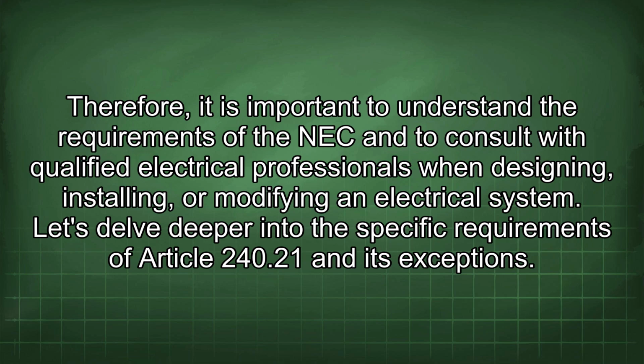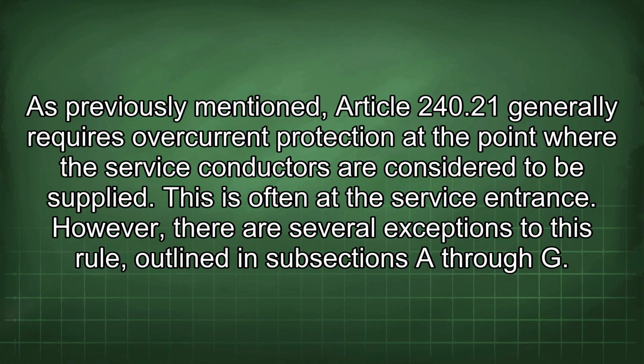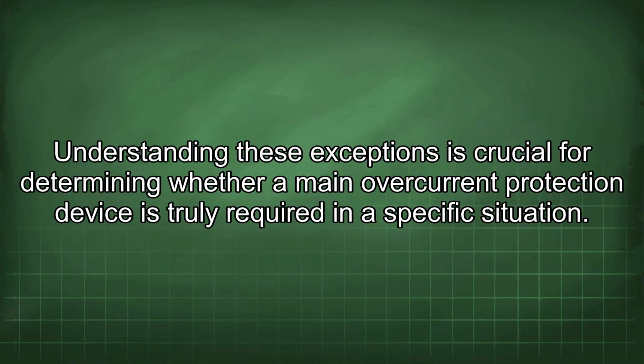Let's delve deeper into the specific requirements of Article 240.21 and its exceptions. As previously mentioned, Article 240.21 generally requires overcurrent protection at the point where the service conductors are considered to be supplied. This is often at the service entrance. However, there are several exceptions to this rule outlined in subsections A through G. Understanding these exceptions is crucial for determining whether a main overcurrent protection device is truly required in a specific situation.